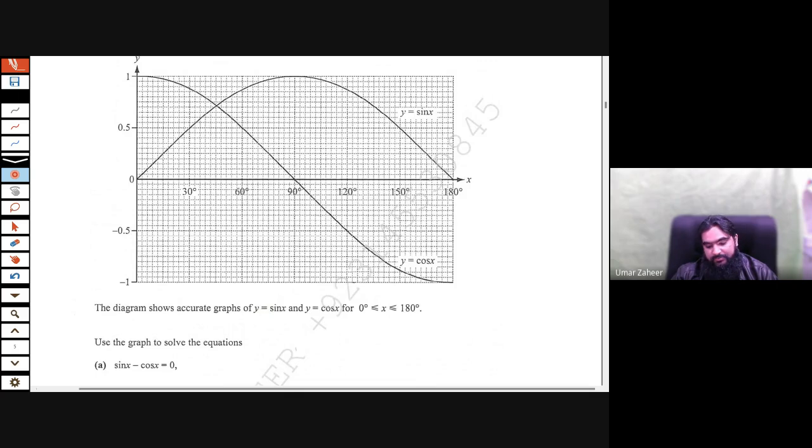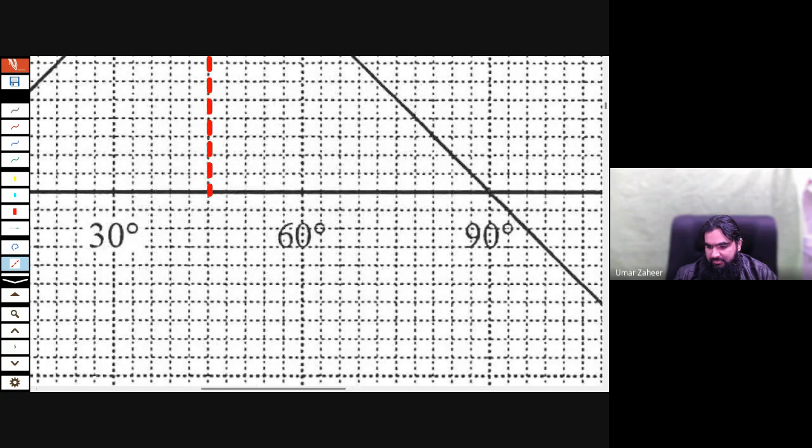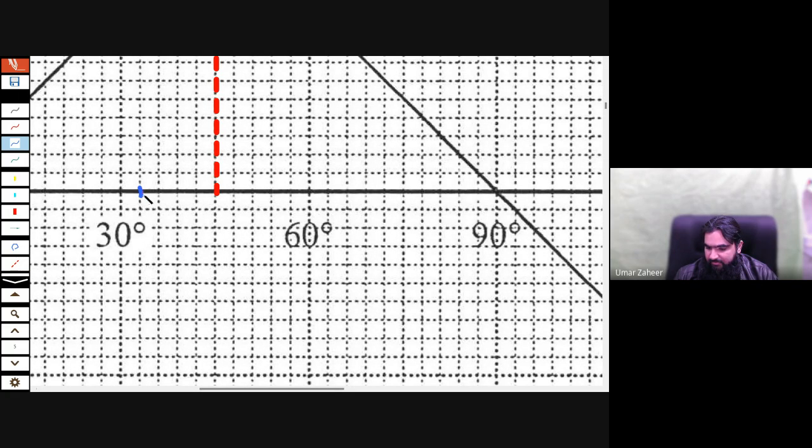Which is the point? It is going to be the point of intersection. We need to check. Up to here we have 1, 2, 3, up to 10 places. The 30 degrees is divided into 10 places, so each box is 3 degrees. 3 plus 3 is 6, 6 plus 3 is 9, plus 3 is 12, plus 3 is 15. So yes, it is 45 degrees. You're right.